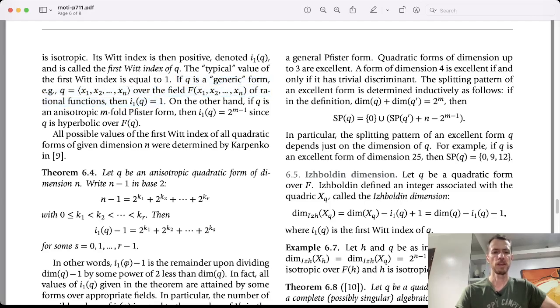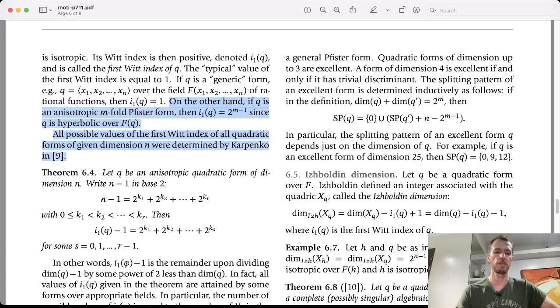On the other hand, if Q is an anisotropic m-fold Pfister form, then the first Witt index of Q is 2 to the m minus 1, since Q is hyperbolic over F rationally adjoin Q. All possible values of the first Witt index of all quadratic forms of given dimension n were determined by Karpenko in reference 9.